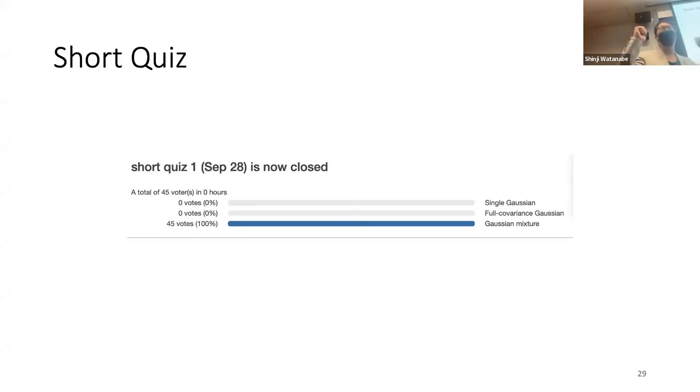Okay, everyone is correct. I'm happy about it. Yes, we should use a Gaussian mixture, and each Gaussian is a single diagonal Gaussian. This would be a very typical mistake, or not completely a mistake, but one of the issues in our coding assignment.